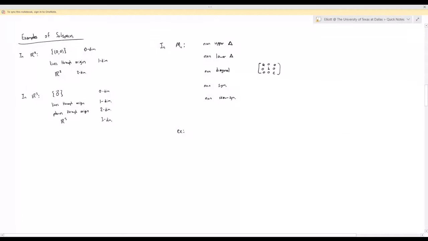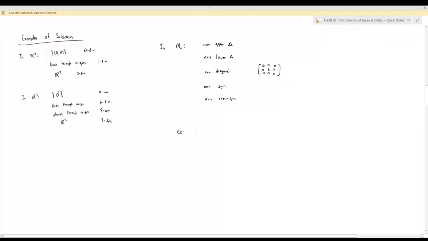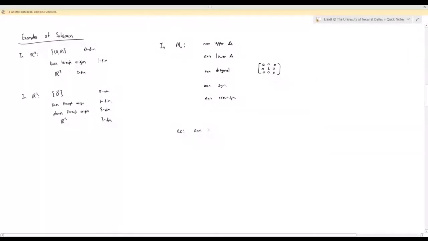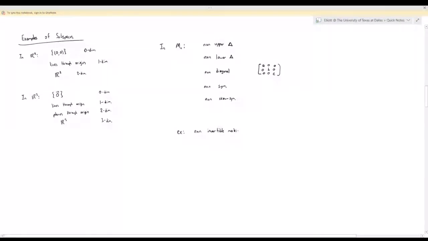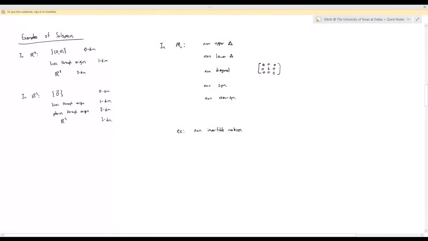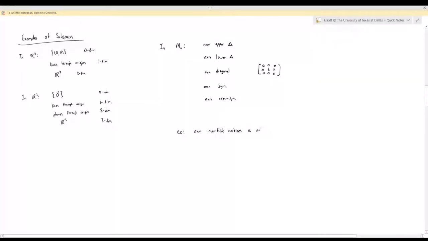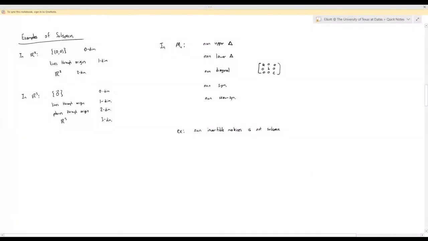The example that I see a lot regarding spaces of matrices, and whether something is a subspace or not: if you take the set of all n by n invertible matrices, this is not going to be a subspace. A simple example for why is that it's not going to be closed under scalar multiplication.